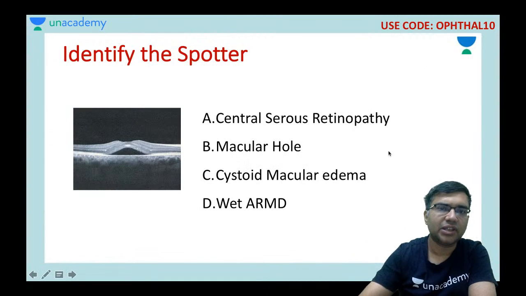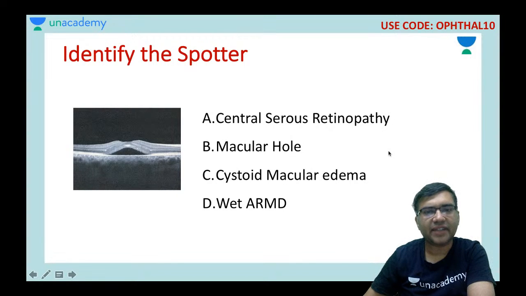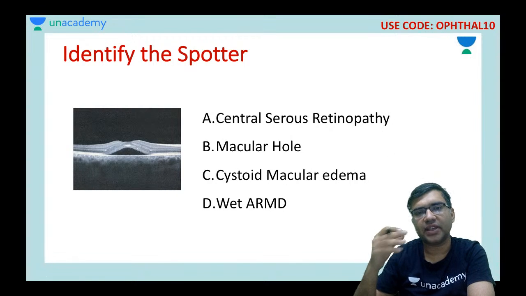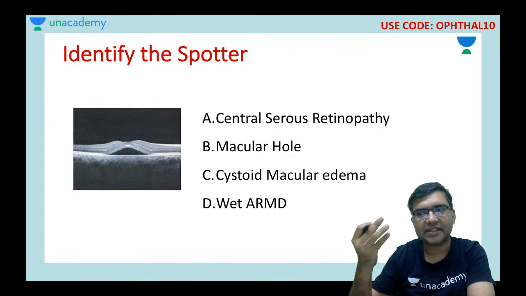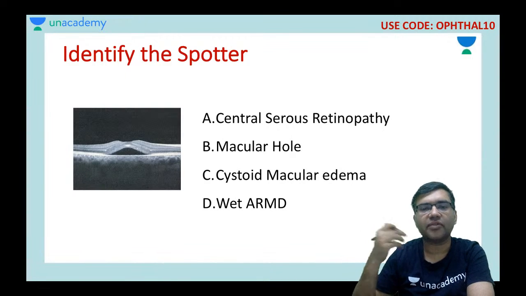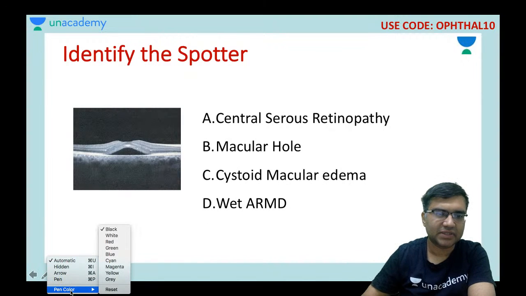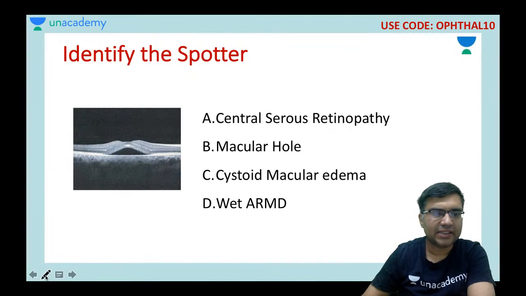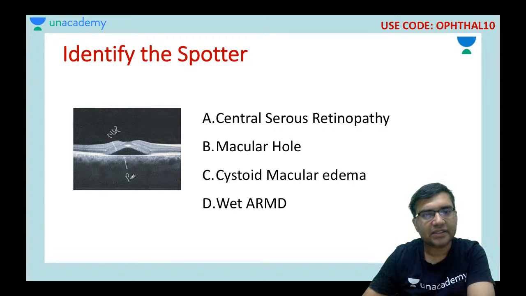Okay, chalo. So first of all, identify the spotter. So the first type of image you can get is like this. Your options are central serous retinopathy, macular hole, cystoid macular edema, or wet ARMD. This is a patient who is suffering from, if you can see, these are the 9 layers. These 9 layers, I call it neurosensory retina. And this is the 10th layer, the RPE.